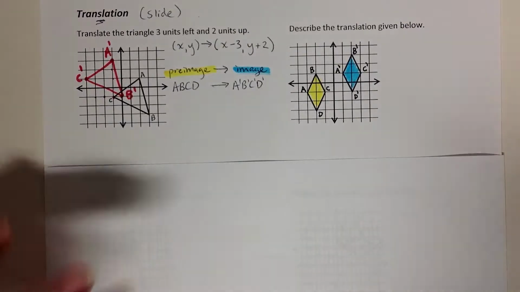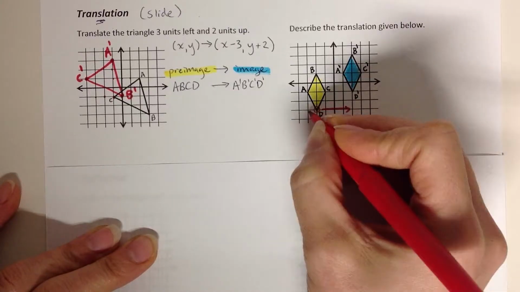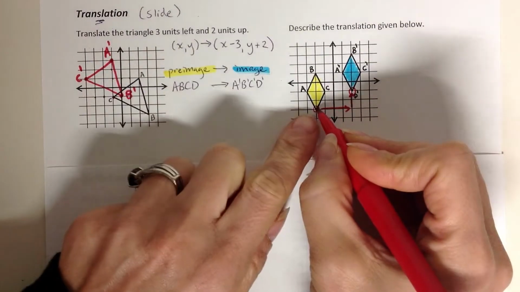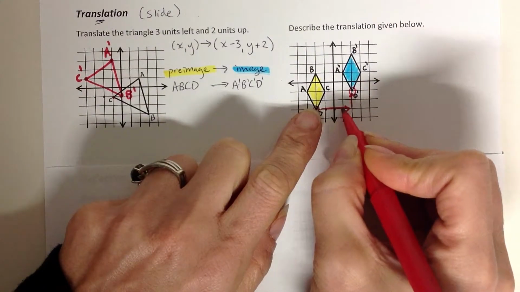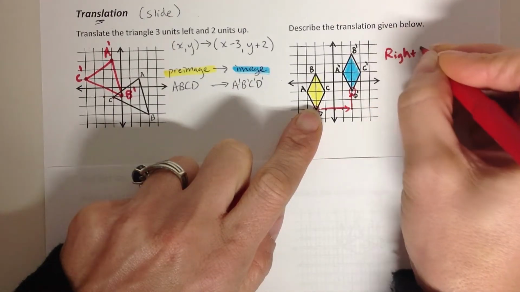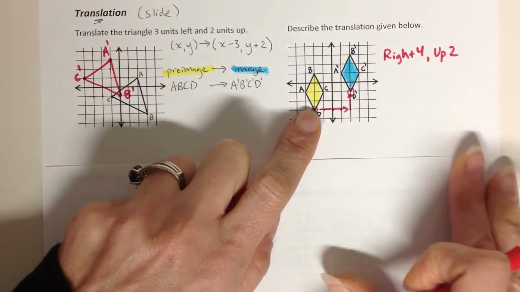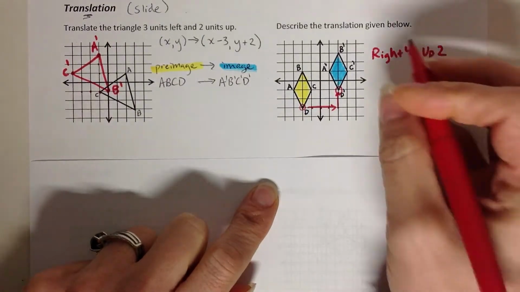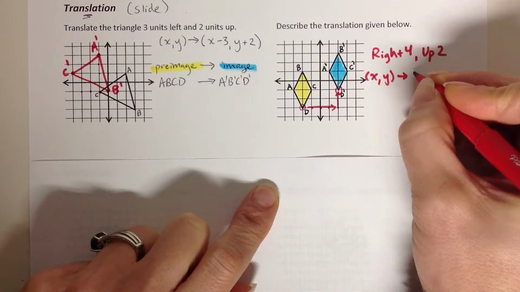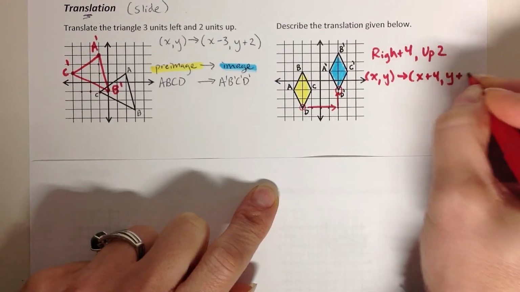Just pick any of these points. I like D because everything's kind of out of the way when I look at that traveling right and then up to get to D prime. So D, I'm going to first go 1, 2, 3, 4, right 4, and up 2. Okay, that's going to be my movement if I were to describe it in words. The point XY, the pre-image, each one of those points is going to map onto, in the X direction I'm adding 4, and in the Y direction I'm adding 2.